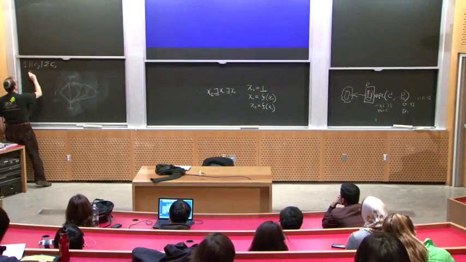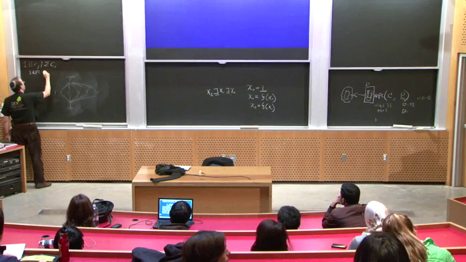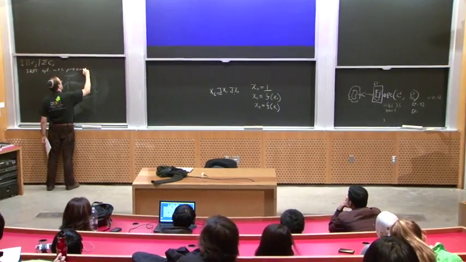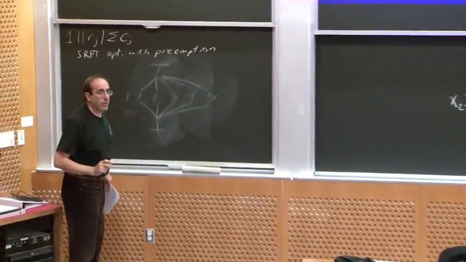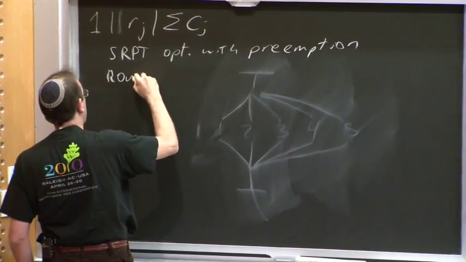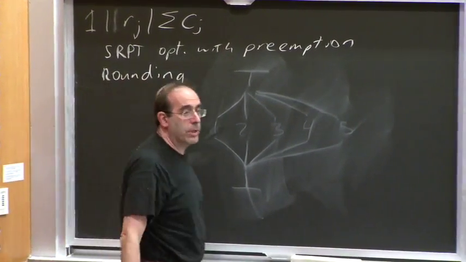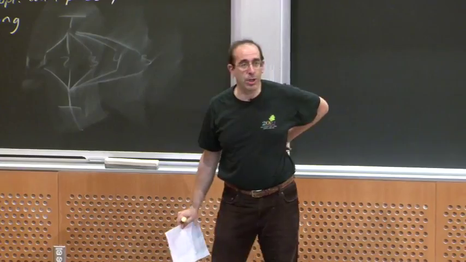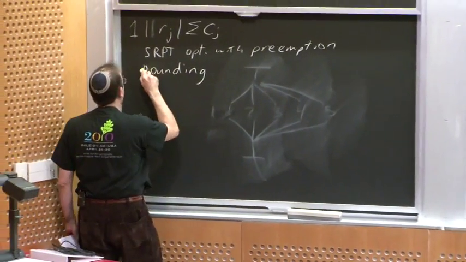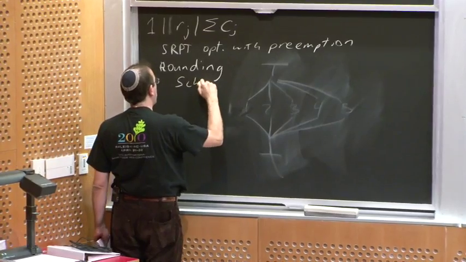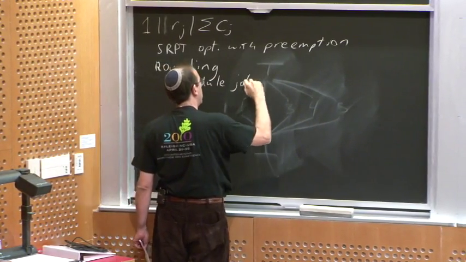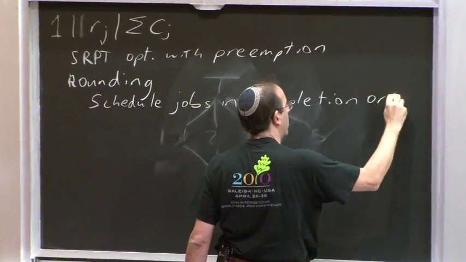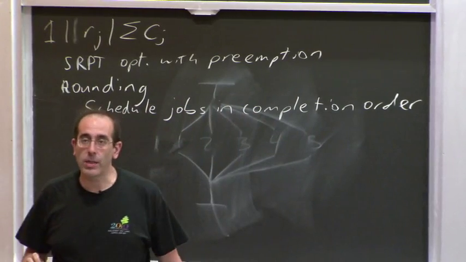We had seen that shortest remaining processing time first was optimal with preemption. But I fear I lost some of you on the rounding step. So once we get that preemptive schedule, how do we actually produce a schedule that does not involve preemption? My claim was that you should simply schedule all the jobs in completion order, and that this would be a 2 approximation.